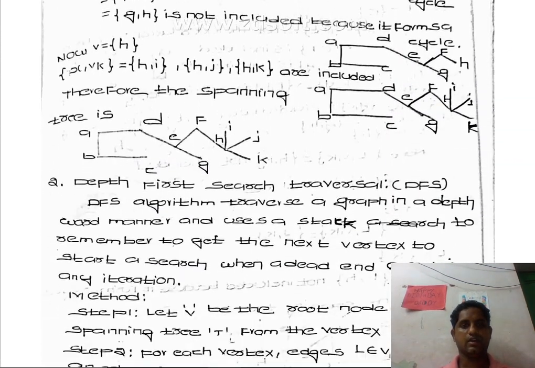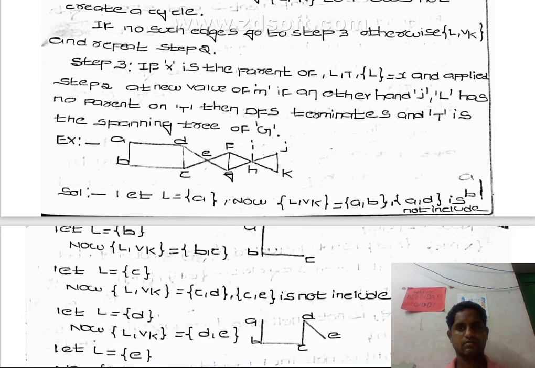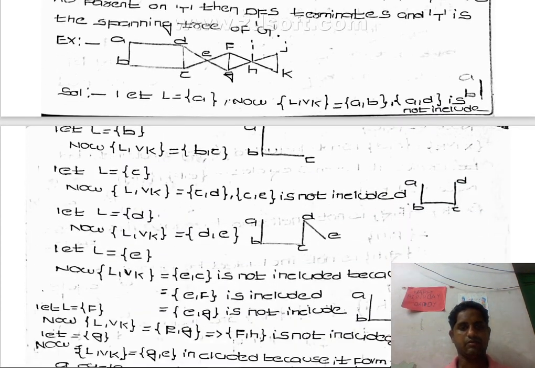Then c comma d is included. C, F and G is not included. F, H and G, H is not included. And you get the spanning trees likewise. So A to B, C, A to D, A to E, F, H, I, J, K, G is the breadth first. Okay. Next, the depth first.